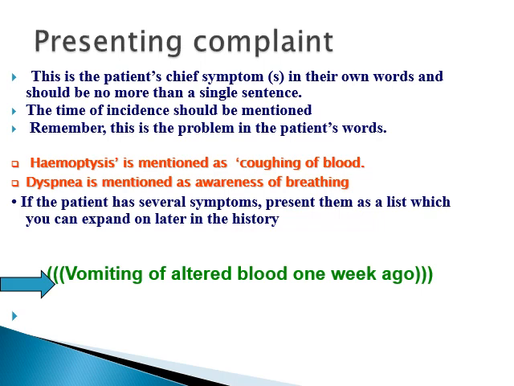If the patient has several complaints, I should list them and expand them later on in the history, but it's better to give a single complaint. The single complaint is in the patient's own words, and the time of onset should be written. If the patient has hemoptysis, I will mention coughing of blood. If the patient has dyspnea, I will mention awareness of breathing.